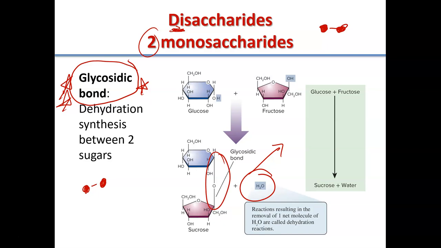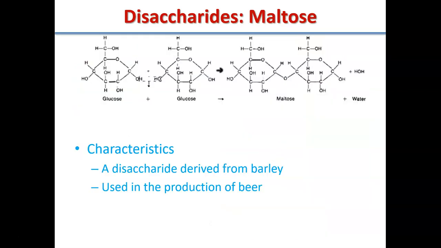So what are some examples of disaccharides? Maltose, great example of disaccharide. This is derived from barley. So if you've heard about the beer making process, what they do is they take this wheat called barley and they derive the sugar from it, which is called maltose. From that maltose, you can make alcoholic drinks like beer.